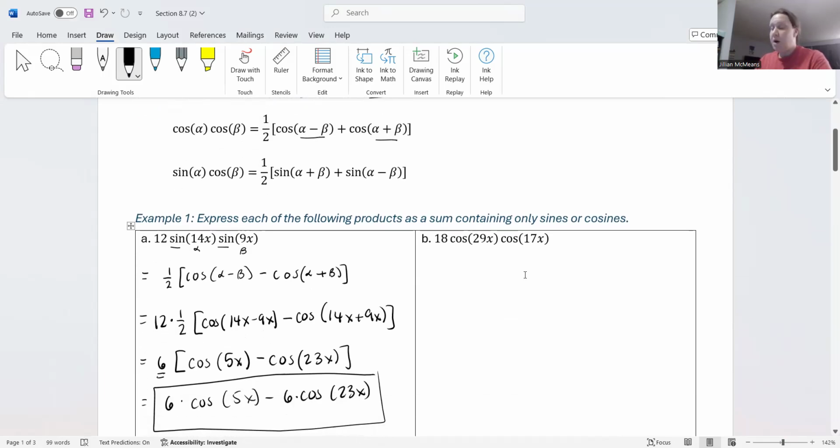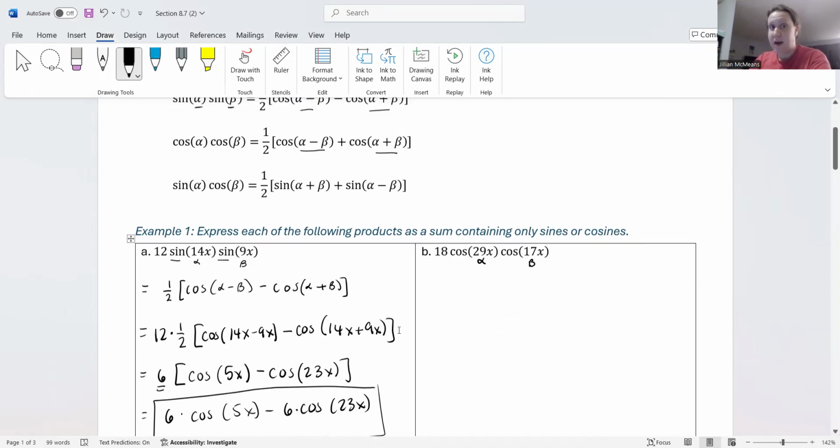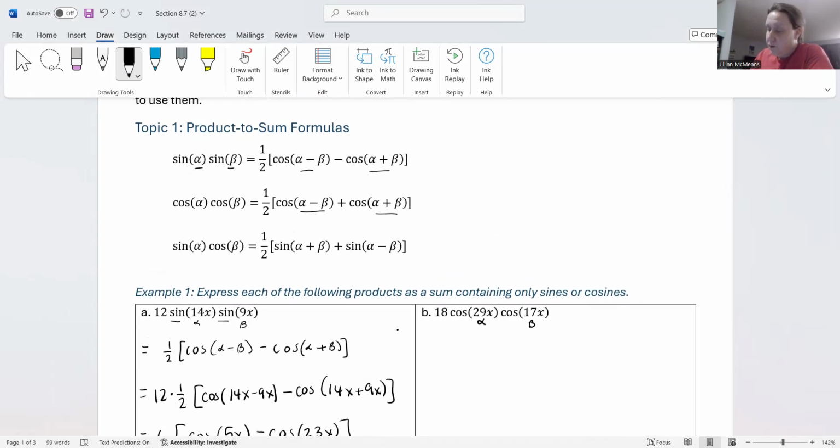Okay, now for part B, we have 18 times cosine of some angle 29x, we're going to call it alpha, times cosine of some other angle, 17x, we'll call that one beta. Okay, so we're looking for cosine alpha times cosine beta, and that looks like this middle formula right here. So we're going to be looking at 1/2 times cosine of the difference of the two angles plus cosine of the sum of the two angles. Okay? So let's fill this formula in.